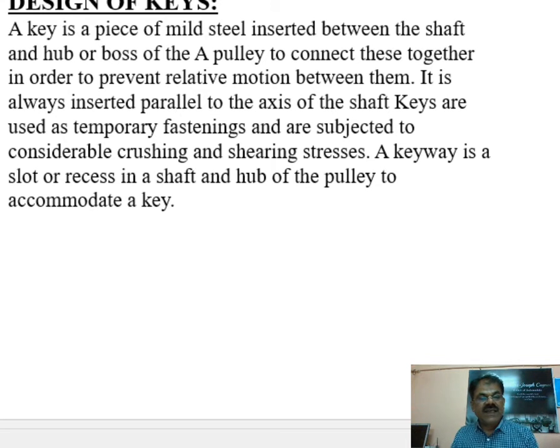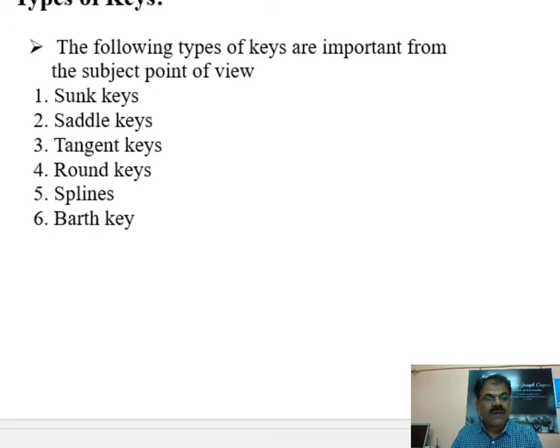So what is a key? A key is the mild steel piece. It is inserted between shaft and hub. Then coming to the next, types of keys. What are the types of keys? The following types of keys are important from the subject point of view. Number 1, sunk keys; saddle keys; tangent keys; round keys; splines; and the sixth one is the barth key. So these are the 6 types of keys.